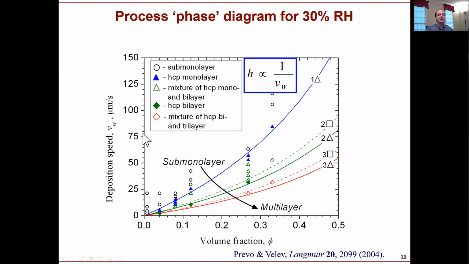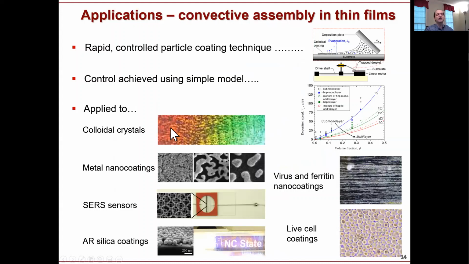Okay, so you can deposit those structures. What can you make out of it? Over the years, we have been doing lots of work. These are just some of the examples of the things that we have been doing. Colloidal crystals, with the beautiful colors which come from the organization. Metal nanocoatings. I won't be discussing that, but this was at one point a favorite topic, right? How do you make artificial metal conductive coatings?